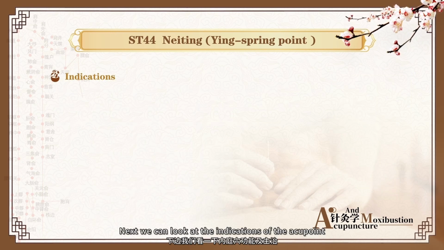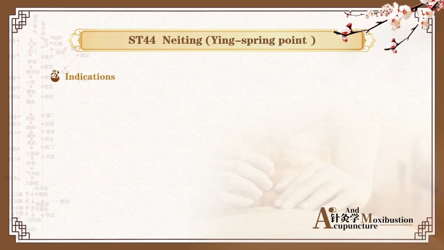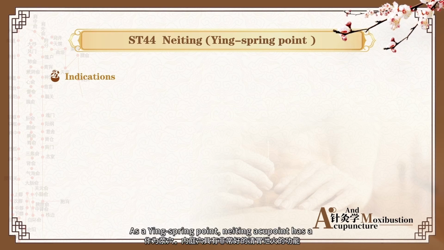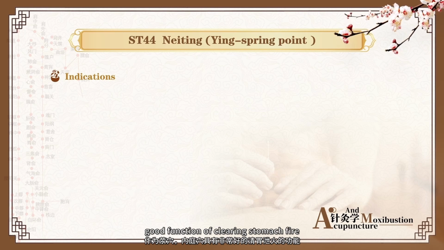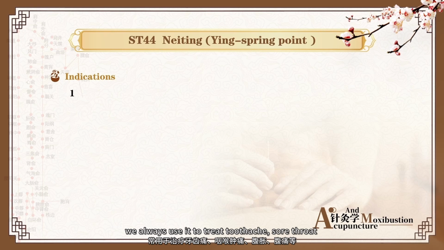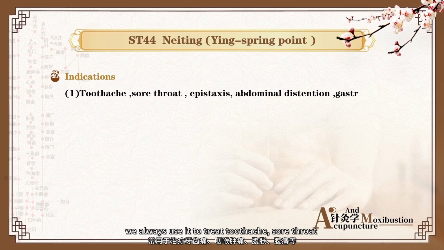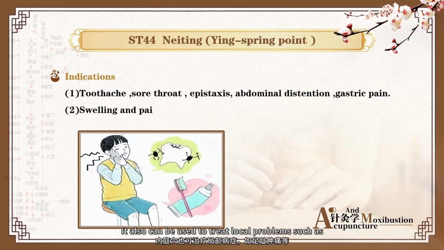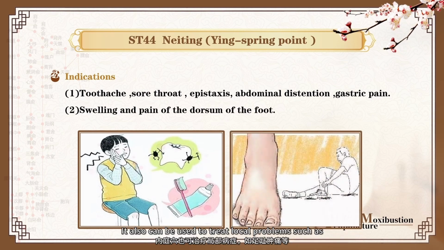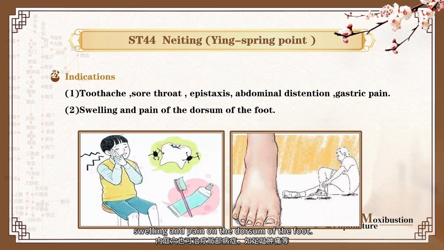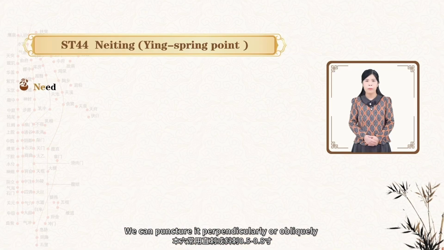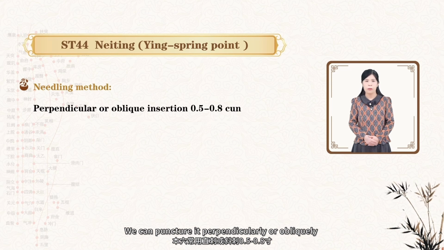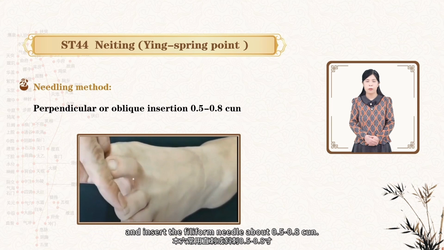Next, we can look at the indications of the acupoint. As a spring point, Neiting acupoint has a good function of clearing stomach fire. We always use it to treat toothache, sore throat, epistaxis, abdominal distension, gastric pain. It also can be used to treat local problems, such as swelling and pain on the dorsum of the foot. We can puncture it perpendicularly or obliquely and insert the filiform needle about 0.5 to 0.8 cun.